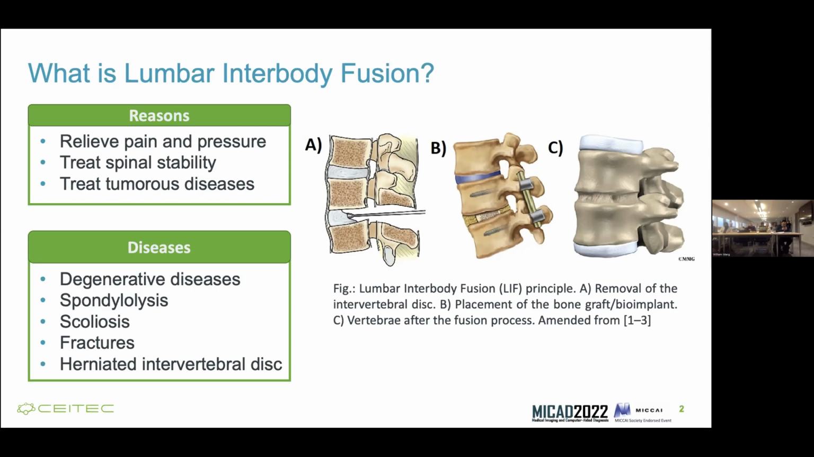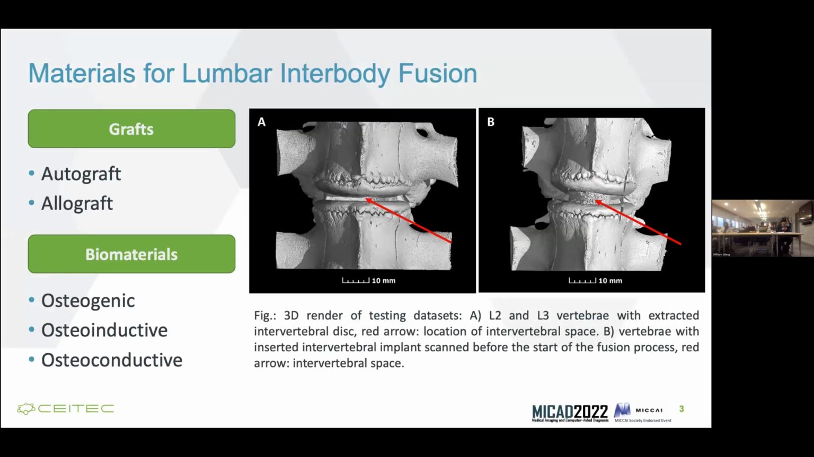Regarding the materials for the fusion, there are several types of them. Usually, as a reference, bone grafts are used, which is a small piece of bone harvested from the patient itself, usually from the iliac crest. This is called autograft, or it can be allograft. This is the same piece of bone, but harvested from a donor or cadaver. Or there is actually research on novel biomaterials which can provide this kind of fusion instead of bone grafts. There are several demands on those materials, mainly osteogenic, osteoinductive, and osteoconductive functions of those biomaterials.